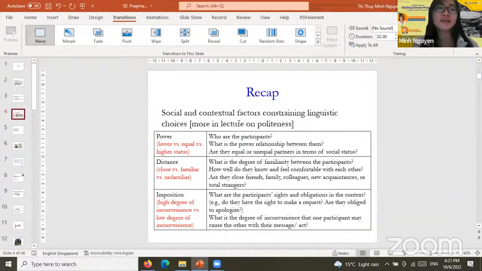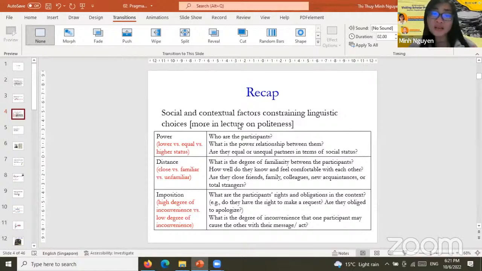Anyway, in those cultures, we would not address our boss with a title. We can address them by names, and how we address people usually depends on how well we know them, rather than how much more powerful they are compared to us. So we talk more about this in the next lecture on politeness.